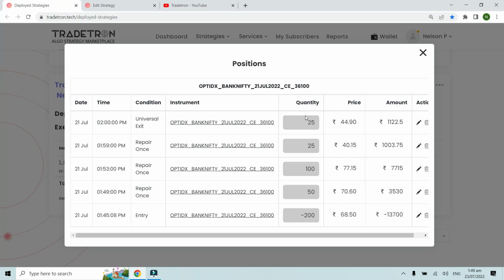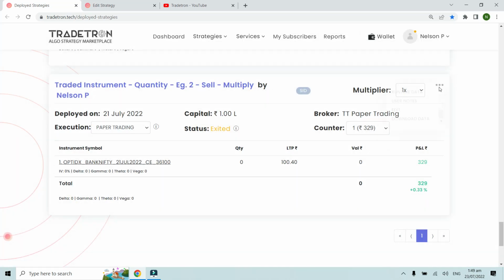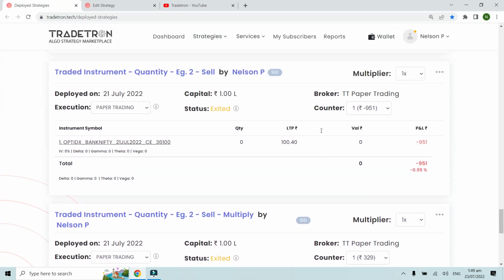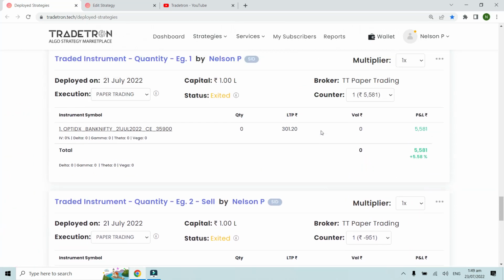All right, so this is basically how we use different quantity conditions. All right, so I hope this video was useful, and you will be able to use this as per your liking in different strategies that you might like to create.